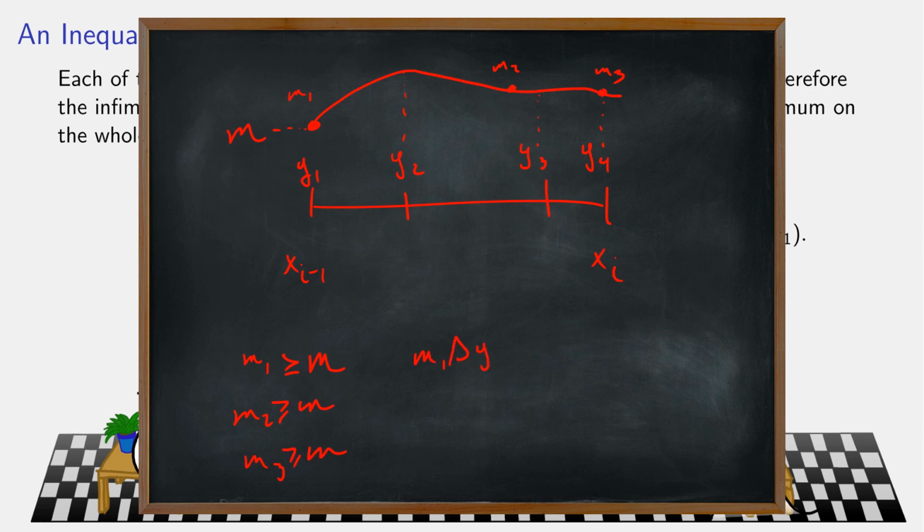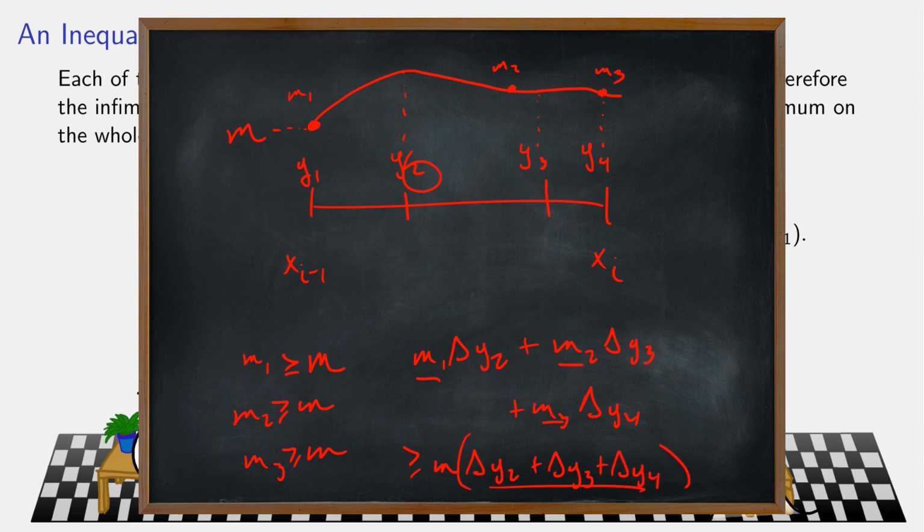if I do m1 delta y2, I guess, because I ended this index with 2, plus little m2 delta y3, I know my indices are off, I'm sorry, but I'm just making the lower sum corresponding to these specific three pieces. But each one of these is bigger than or equal to if I had just used m. And if I add up all of these lengths, we just get the delta x from here.